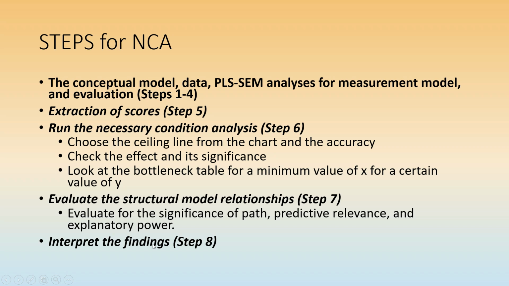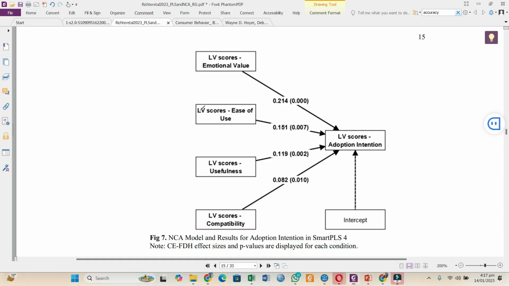Now, how to interpret the findings? That is the last part of this tutorial. To understand step number 8, let's take an example from Richard et al. 2023. There are 4 IVs: emotional values, ease of use, usefulness, and compatibility, and adoption intention that is based upon the TAM model.